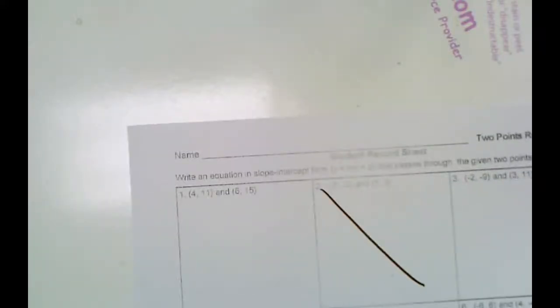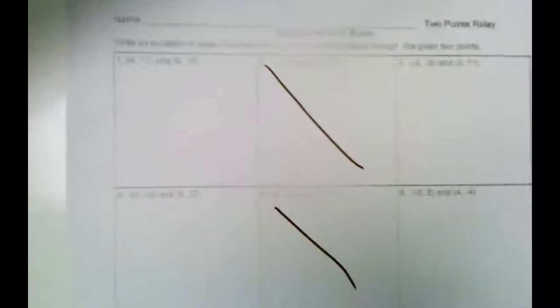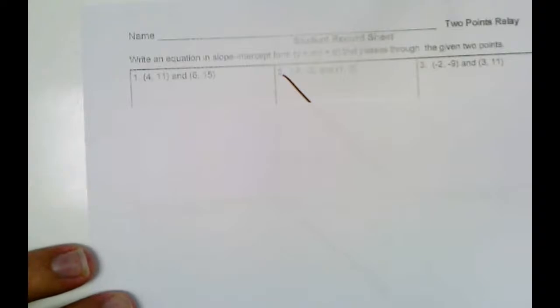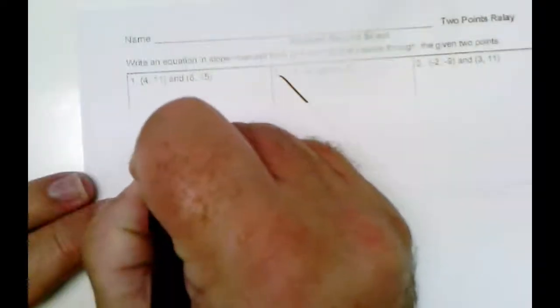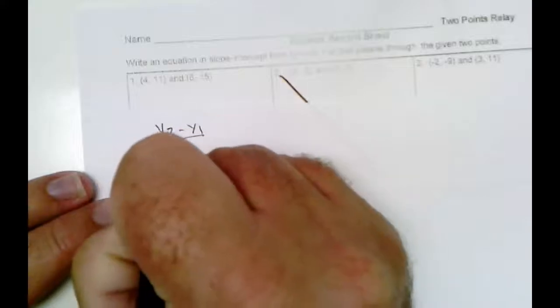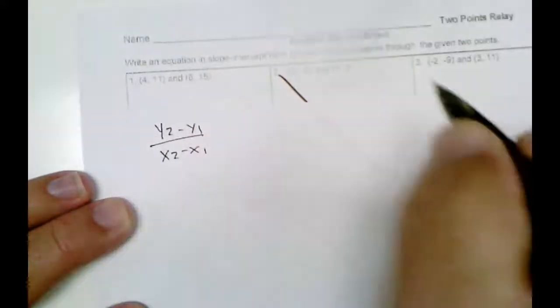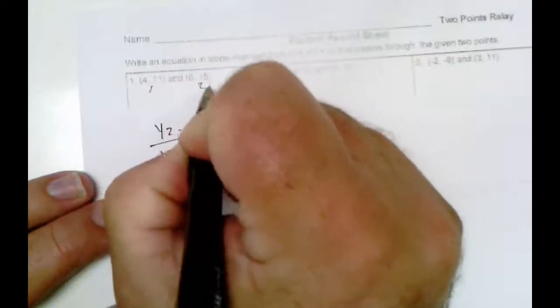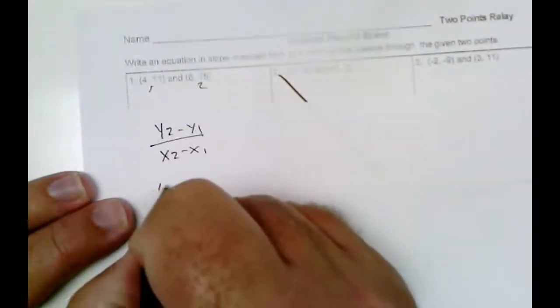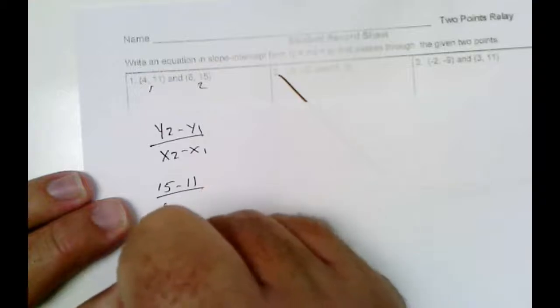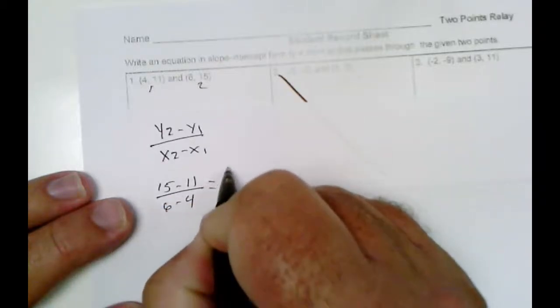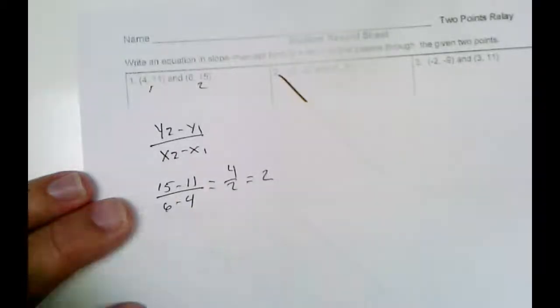We're going to look on our second sheet, and I'm going to do 2, and you'll have 4 to do for yourself. So again, our first step, find slope: y2 minus y1 over x2 minus x1. I label my points, you don't have to. 15 minus 11 over 6 minus 4, which gives me 4 over 2, or 2.